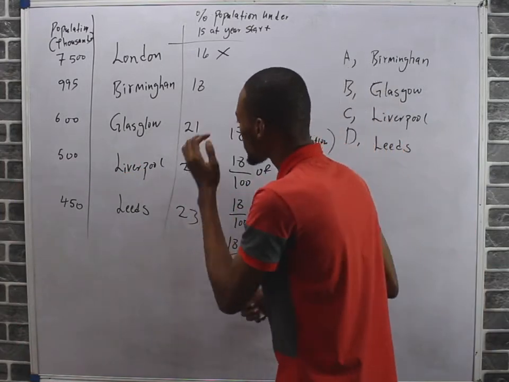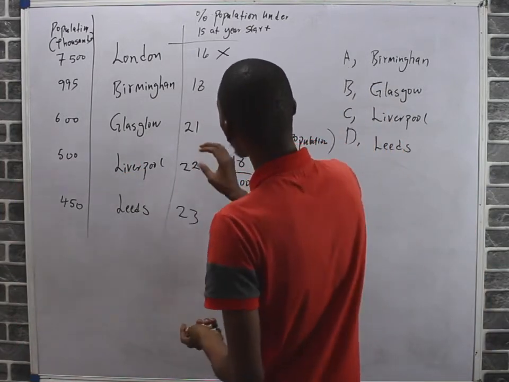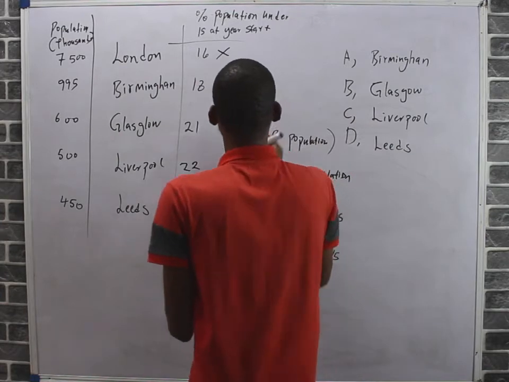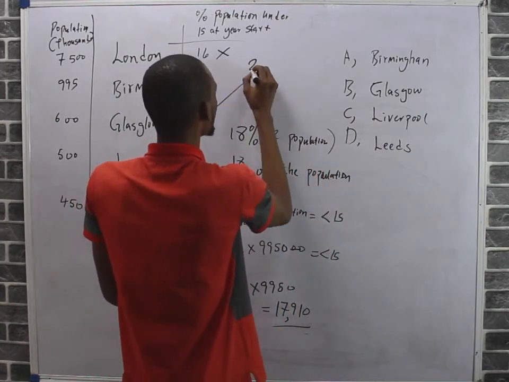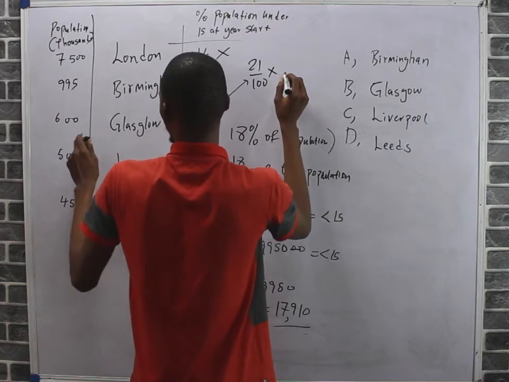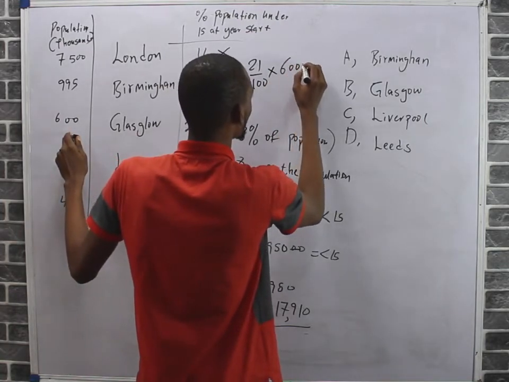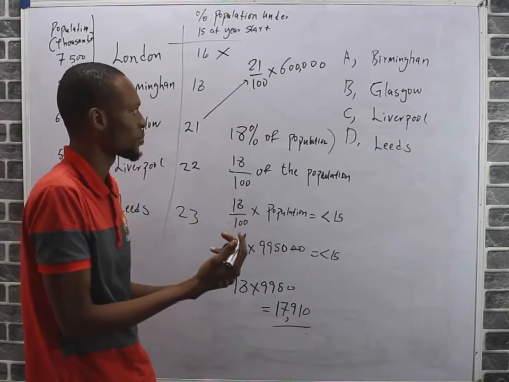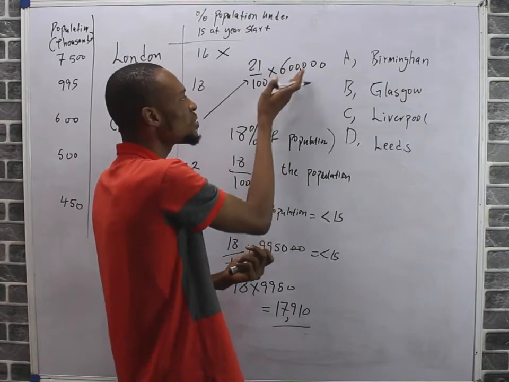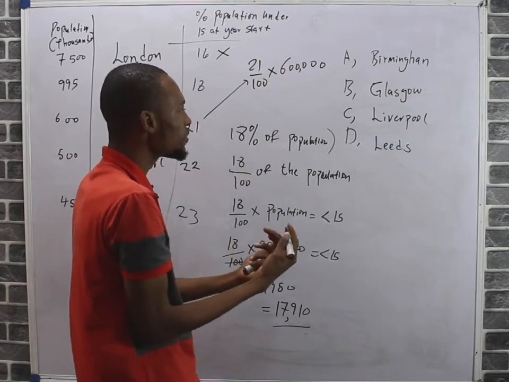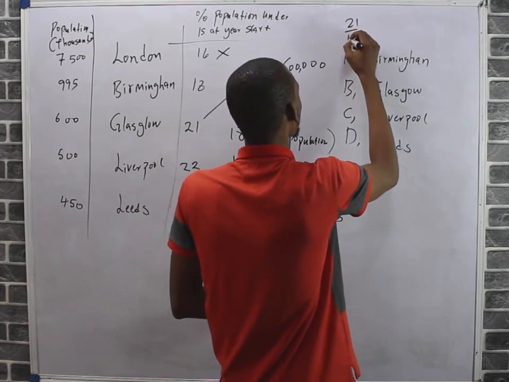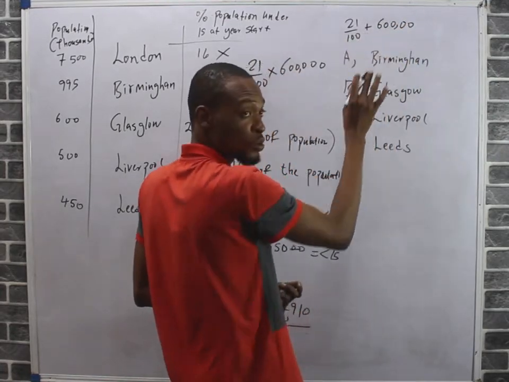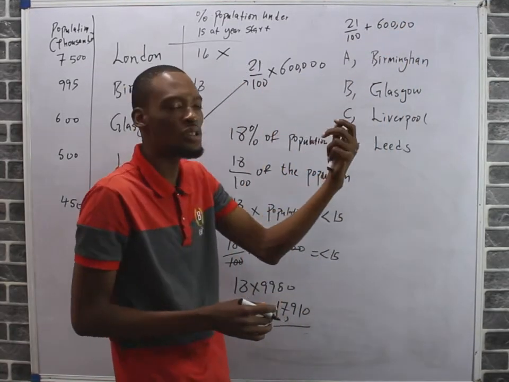How about for Glasgow? For Glasgow, 21% of the population are under 15 years, which means 21 over 100 times 600,000 are under 15. And since this is multiplication, you can only do this cancellation when it is multiplication. If it is addition, let's say 21 plus 600,000, you can't cancel. You can only cancel up and down when it is multiplication.